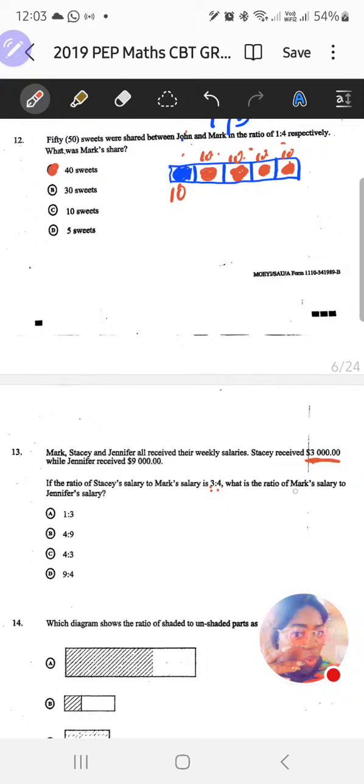Good job. Now, what is the ratio of Mark's salary to Jennifer's salary? Jennifer's salary is $9,000. And we know that the equal parts that we're working with is $1,000. So if Mark's salary is $4,000 and Jennifer's salary is $9,000, what ratio would this be? We can just think about it conceptually: if Mark's $4,000 is 4 equal parts, then Jennifer's $9,000 would be 9 equal parts. So Mark's salary to Jennifer's salary would be 4 to 9. Mark's salary first, Jennifer's salary after, just like how the ratio is already written respectively. And that would be option B.